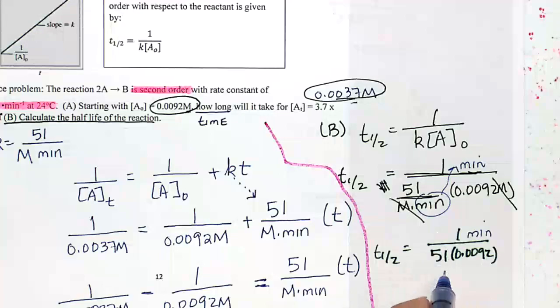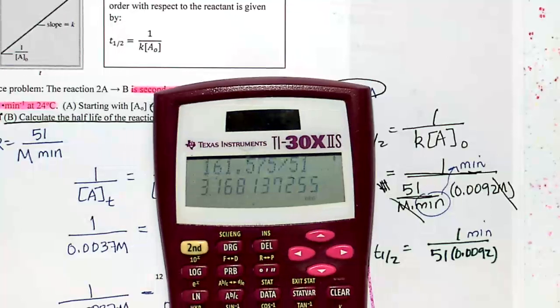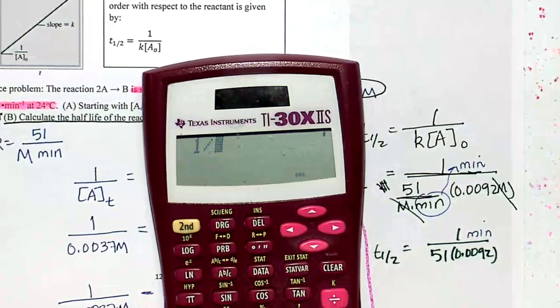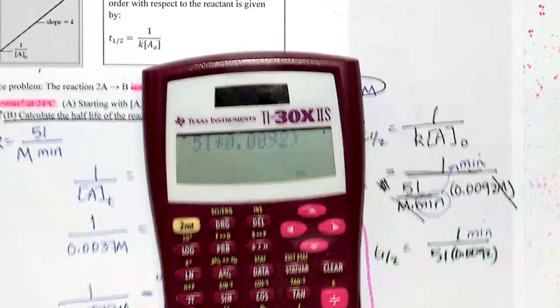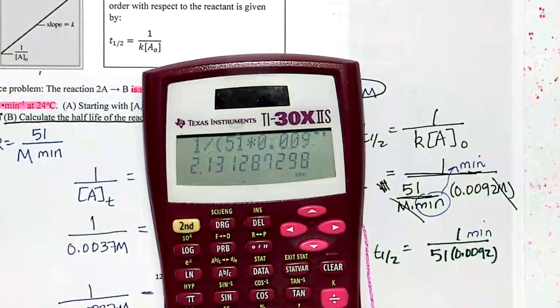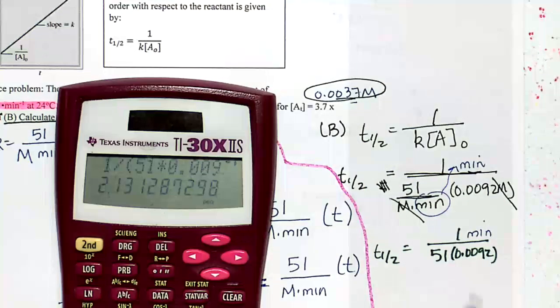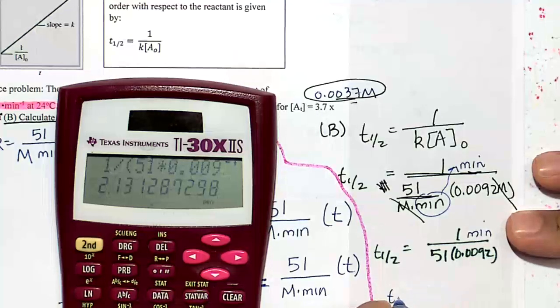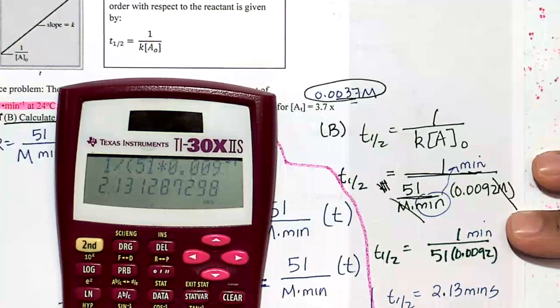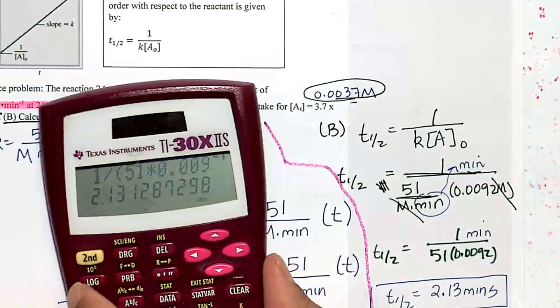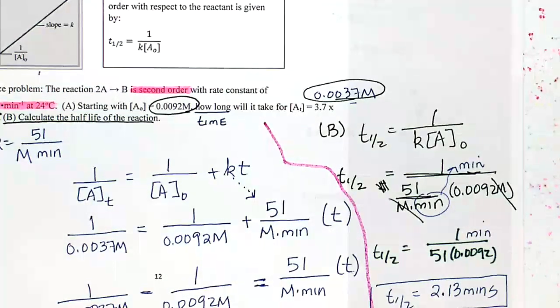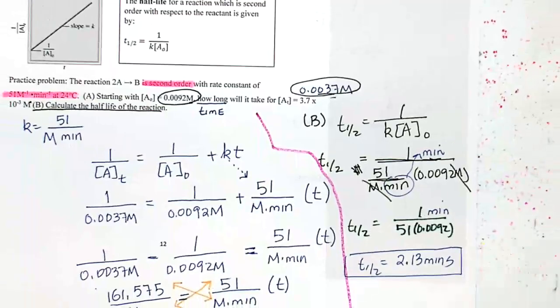So what's 1 divided by 51 times 0.0092? 2.13 minutes. Got it? 2.13 minutes, okay. So this is the half-life.